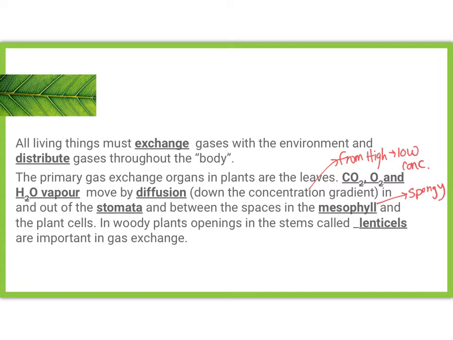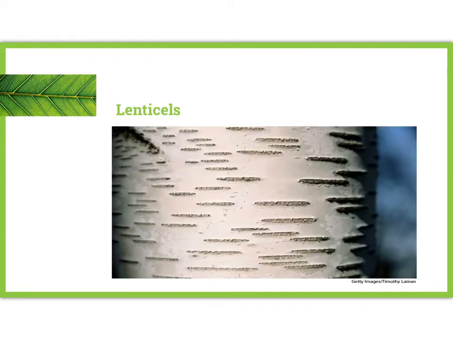In woody plants, the openings in the stems are called lenticels, and they're important in gas exchange. So they might not have as many stomata or stoma, so what they are using are these things called lenticels. Here's a picture of lenticels, up close on a tree of some sort. You can see that they have a much different shape than a stomata. A stomata is like two cells. The lenticels look like this long, skinny opening.